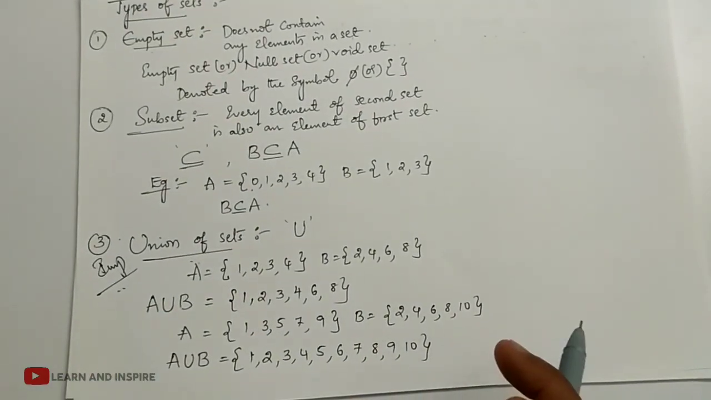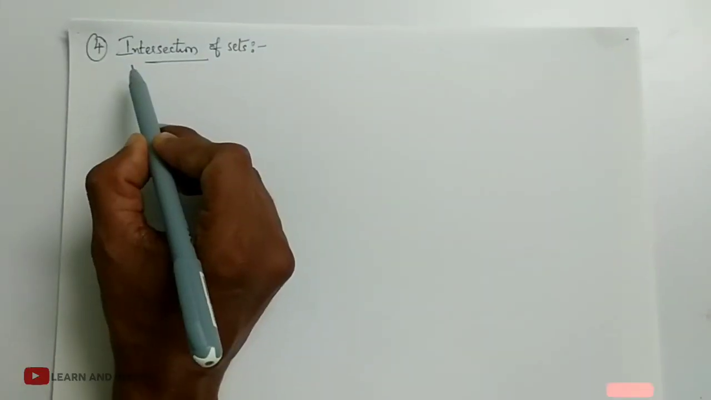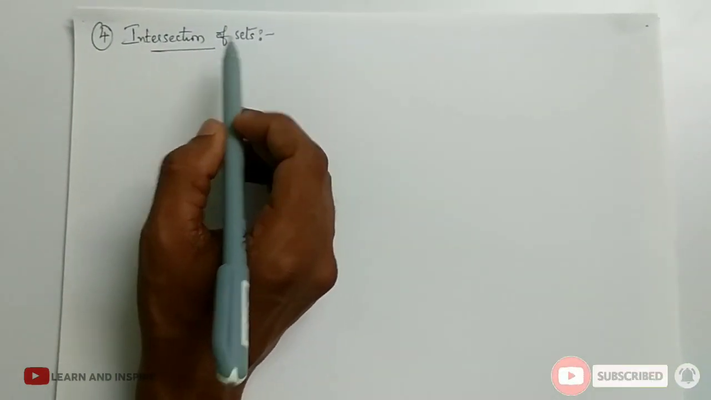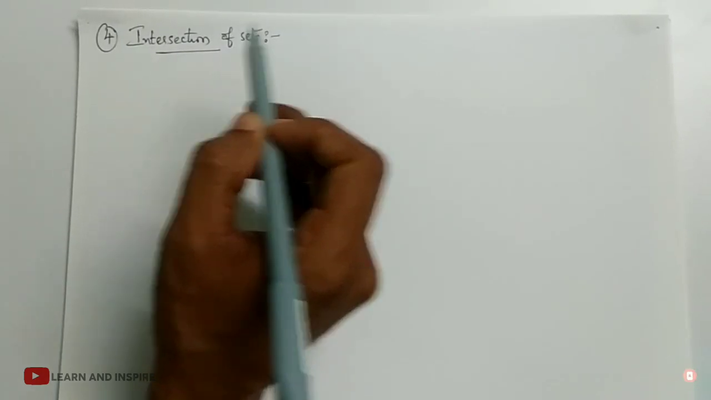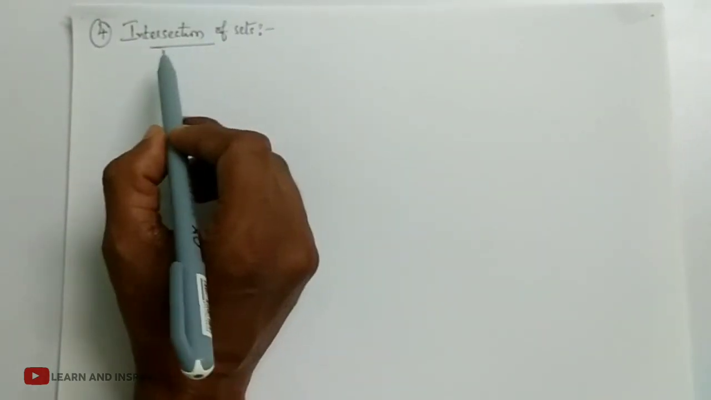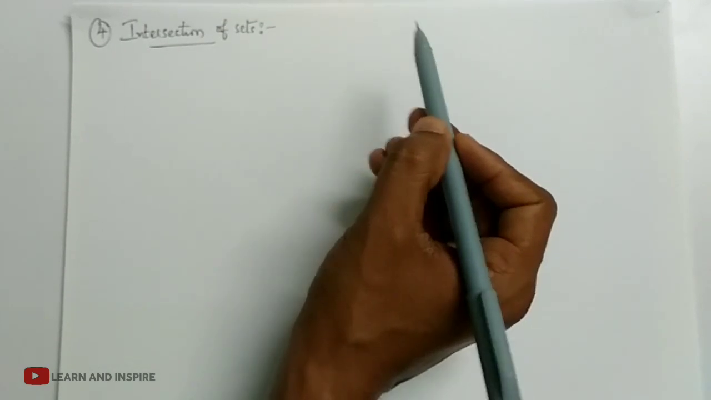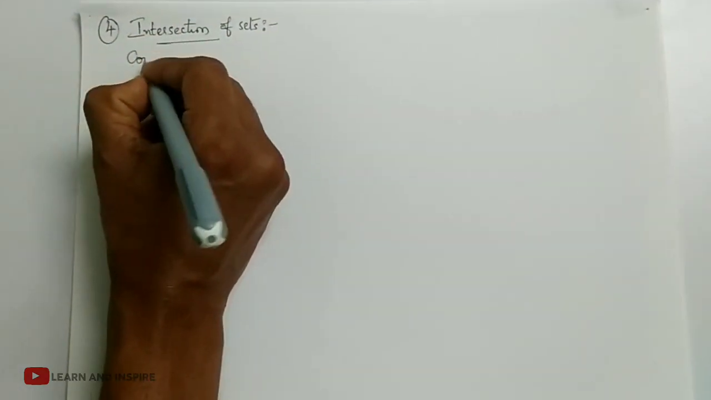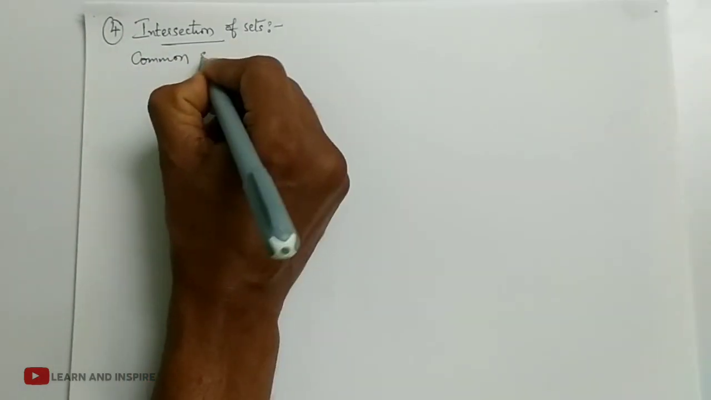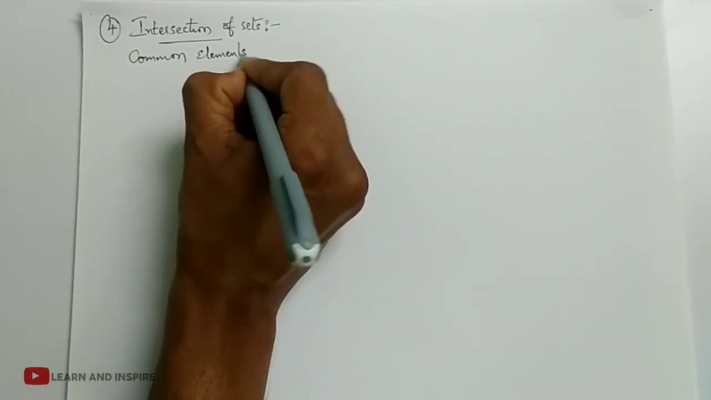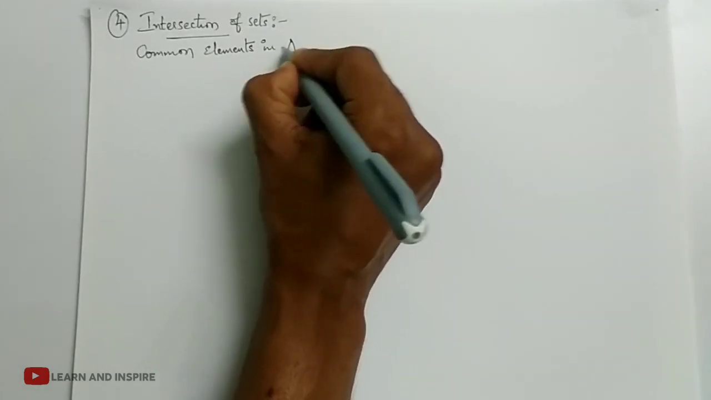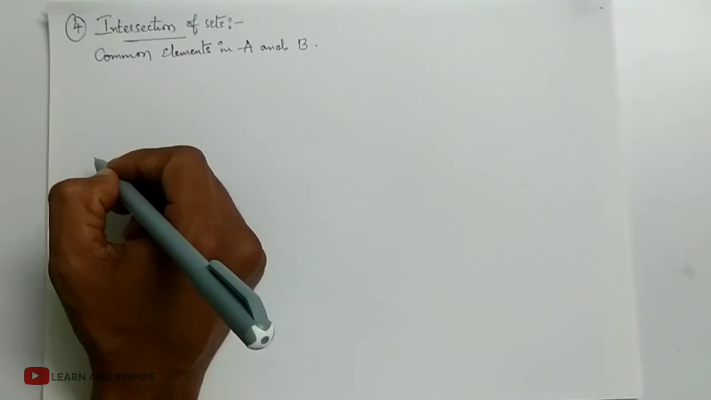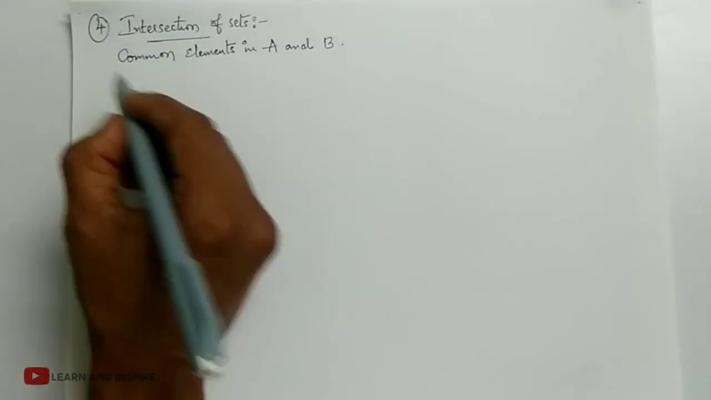So next, the fourth type of set. Next one, intersection of sets. Intersection of sets is nothing but the common elements in the first set and second set. Okay, so common elements in the first set and second set are called intersection of sets. That means common elements in set A and set B. Okay, common elements in set A and set B are called intersection of sets.